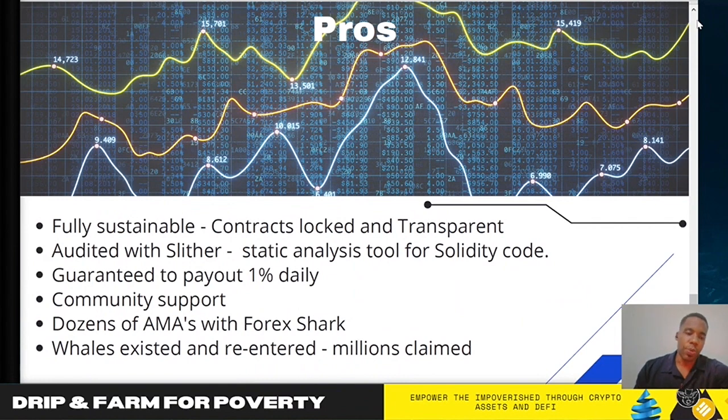So what are the pros? Well, the pros is that it's a fully sustainable contract. It will pay out the guaranteed 1% daily. It has been audited by Slither, which is a static analysis tool for Solidity code. As the contracts are locked and immutable, it will pay that out. What that token will be worth is still up in the air.